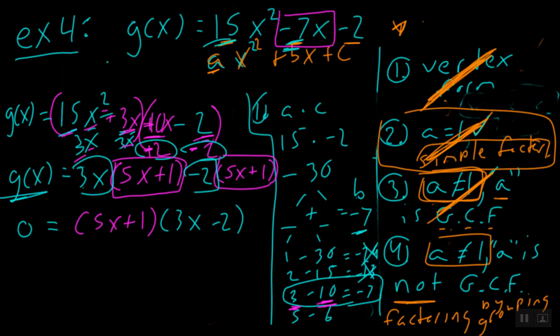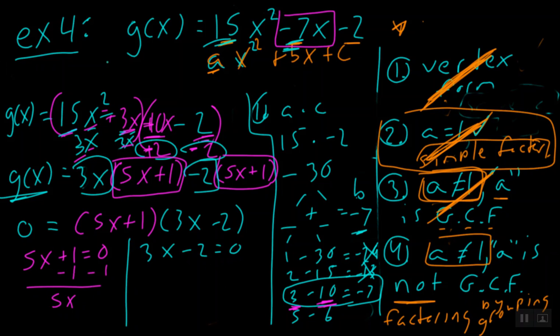Well guys, here's the last thing that we are going to do. We are now going to set both of these equal to 0 to solve for x. So, I can write 5x plus 1 is equal to 0, and I can write 3x minus 2 is equal to 0. A little dividing line here. So, I will subtract 1 from both sides, and I'll have 5x is equal to negative 1. I divide both sides by 5, and I get my very first solution.